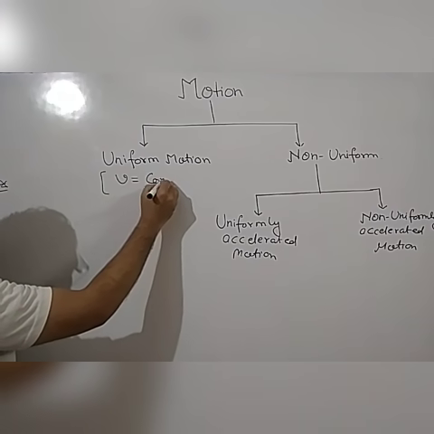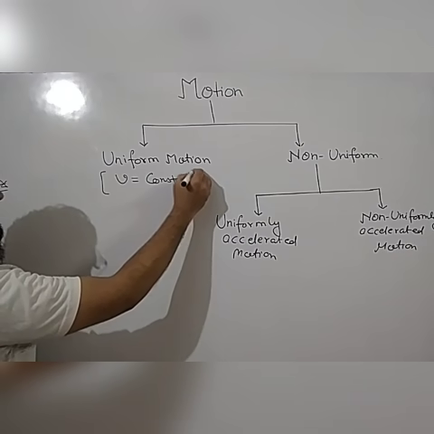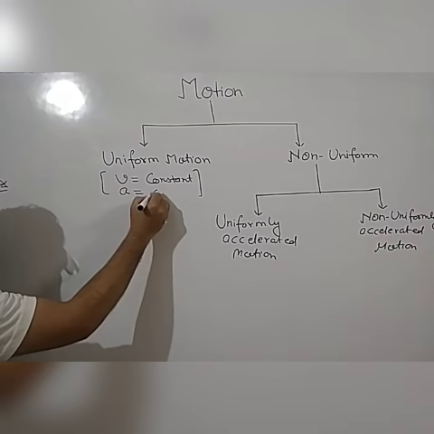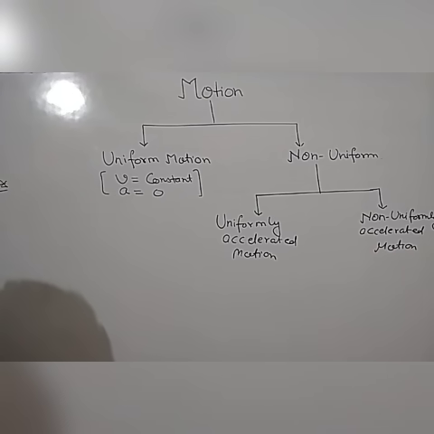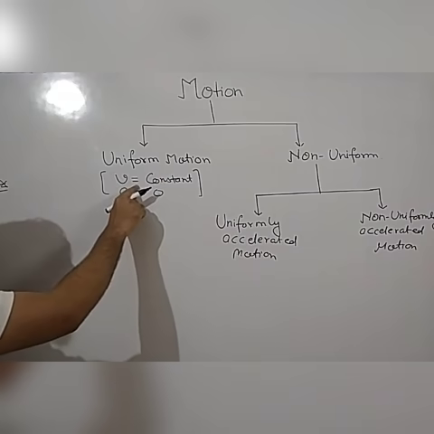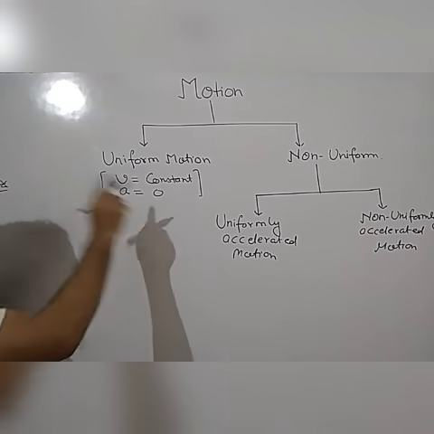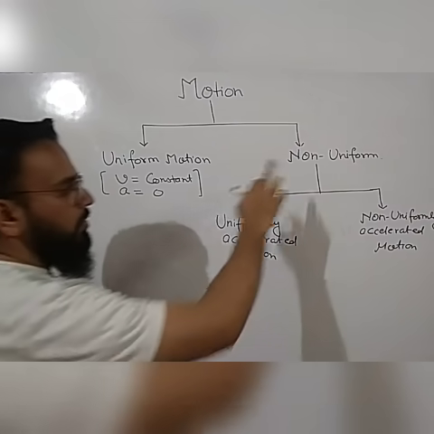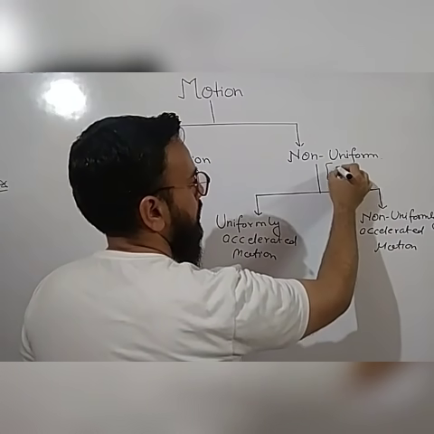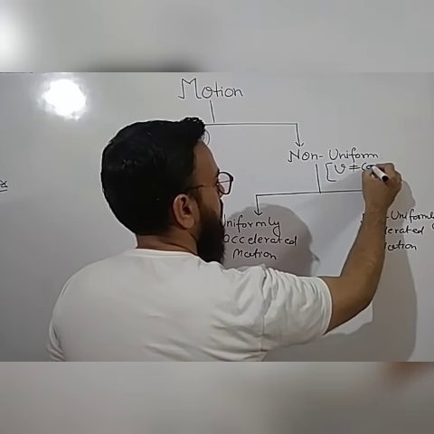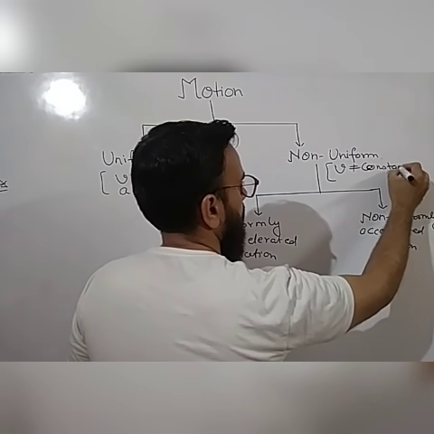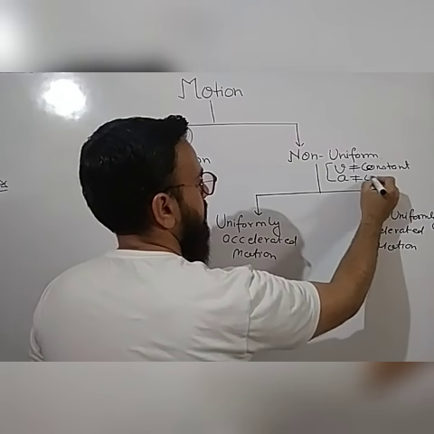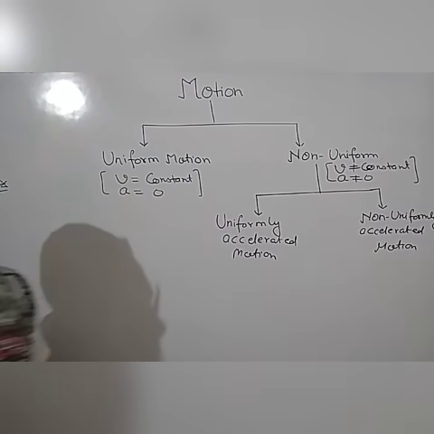For uniform motion, velocity remains constant and acceleration is equal to 0. For uniform motion, velocity is always constant and acceleration is equal to 0. This condition you have to remember. For non-uniform motion, velocity is not constant and acceleration is not 0. This is the basic condition.